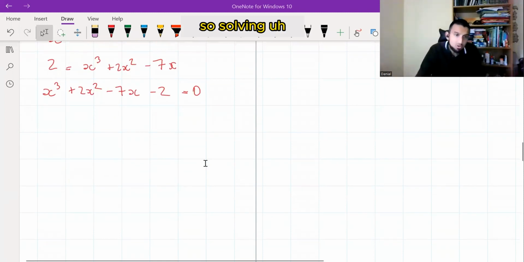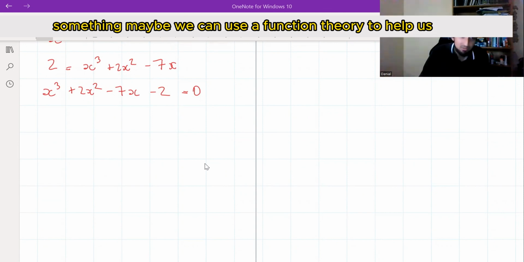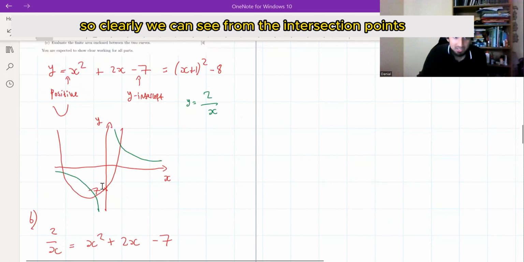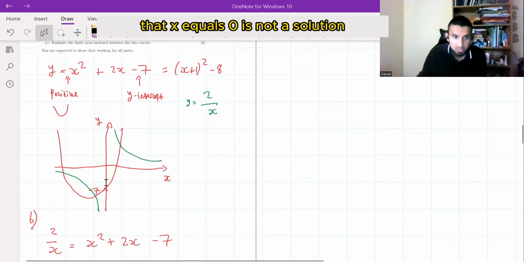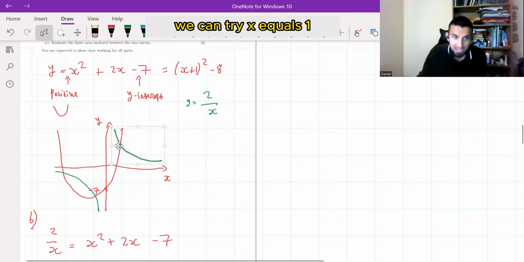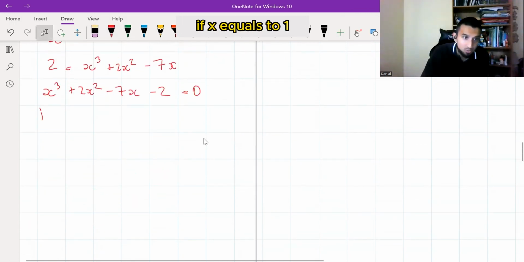So solving a cubic is actually something where maybe we can use function theory to help us. Clearly we can see from the intersection points that x equals 0 is not a solution, but maybe we can try to guess a solution. We can try x equals 1, x equals 2. So let's try if x equals 1 is a solution.